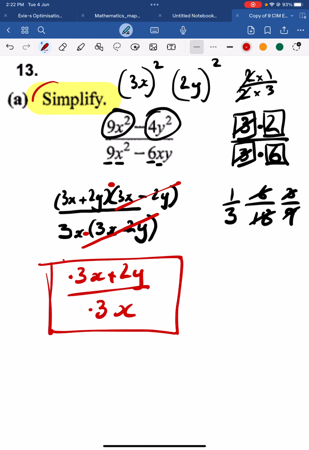So when you see the word simplify, one key thing you might want to do is to do some factorizing. The second thing to do is once you factorize, you can only cancel any factors which are common on the numerator and denominator.